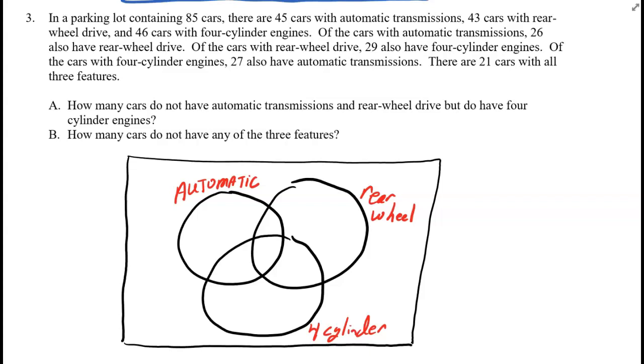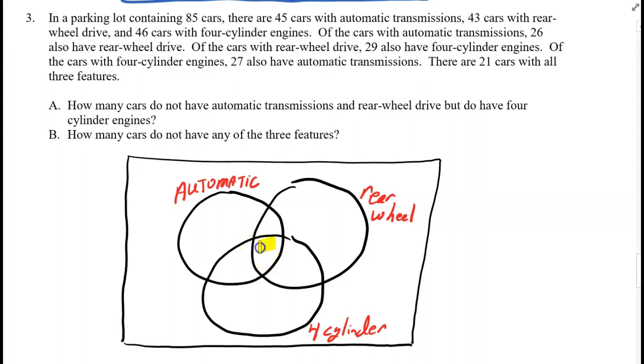So if you look at problem number 3, we have a lot containing cars. 45 of them have automatic, 43 have rear-wheel drive, 46 have four-cylinder engines. And as you continue to read, of the cars with automatic transmission, 26 have rear-wheel drive. Those with rear-wheel drive, 29 have four-cylinder, and of the cars with four-cylinder, 27 have automatic transmissions, and there are 21 cars that have all three.